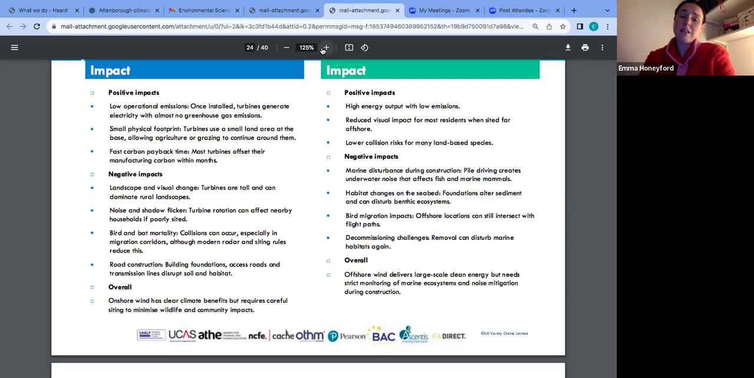Bird and bat mortality, collisions can occur, especially in migration corridors, although modern radar and sighting rules reduce this. So there is a way around that, but we don't want to be affecting nature and destroying any kind of animal there. So road construction, so the building foundations, access roads and transmission lines disrupt soil and habitat. So there's that consideration as well. So overall, onshore wind has climate benefits but requires careful siting to minimise wildlife and community impacts.